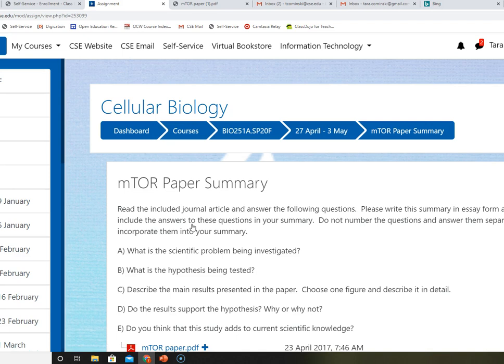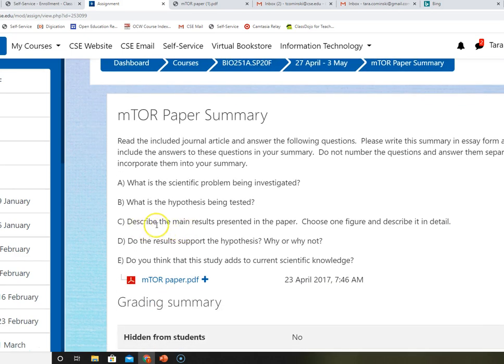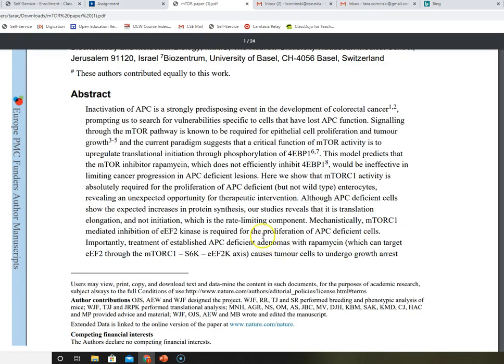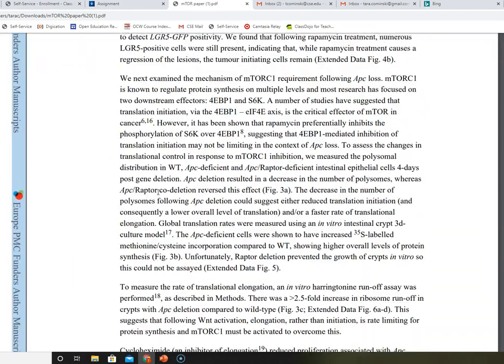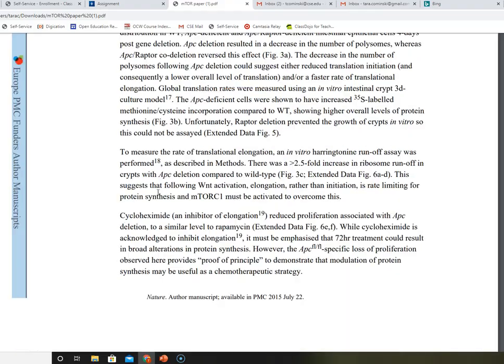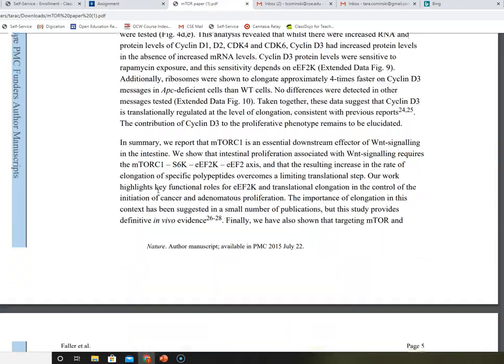So in the assignment, let me just go back real quick here. Hopefully it doesn't pull my paper away. I say describe the main results presented in the paper. I just also added in here, so if you already completed this, you need to just add a little bit. Choose one figure and describe it in detail. Now, there are many panels in each one of these figures. Again, you may not understand every single one, but let's try to look at one figure and try to explain at least one panel from that figure.